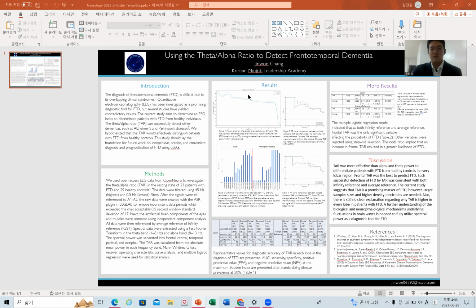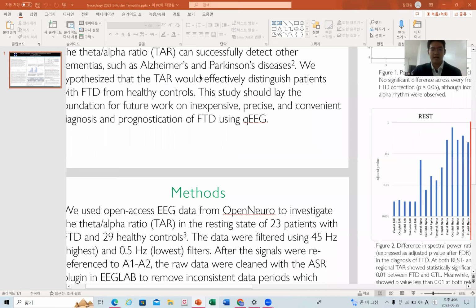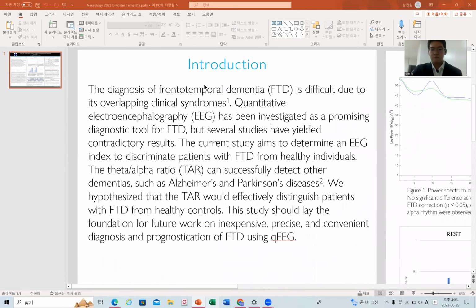First of all, my research is about using the theta and alpha ratio to detect frontotemporal dementia. I will briefly introduce the concept of my idea first. Frontotemporal dementia has been relatively less investigated compared to other dementias such as Alzheimer's or Parkinson's. However, it has a very distinctive pathology, so it is needed to figure out effective markers to detect this frontotemporal dementia effectively, such as EEG markers.